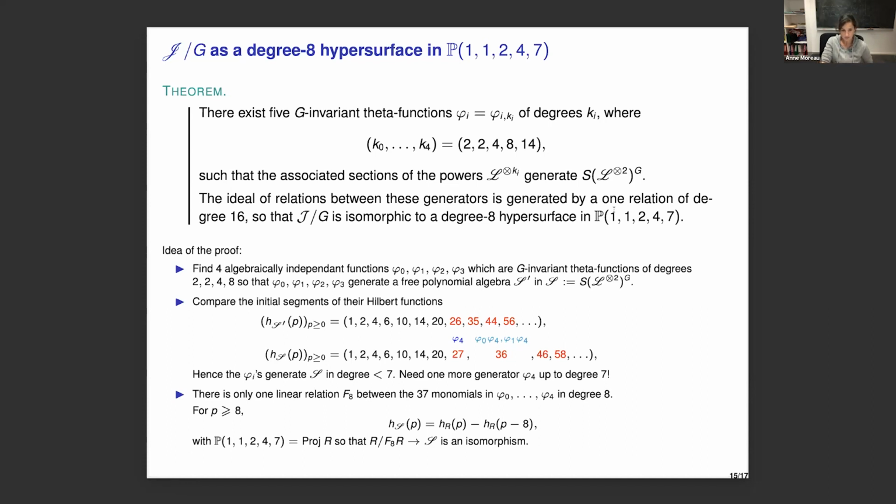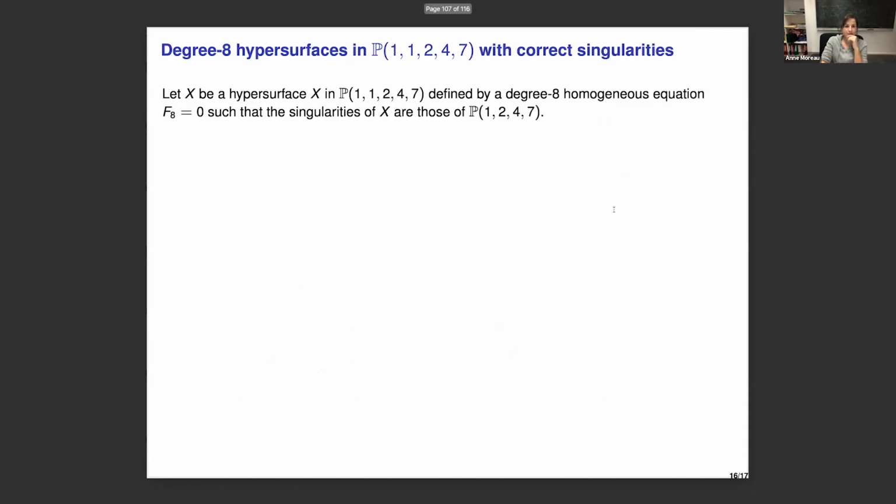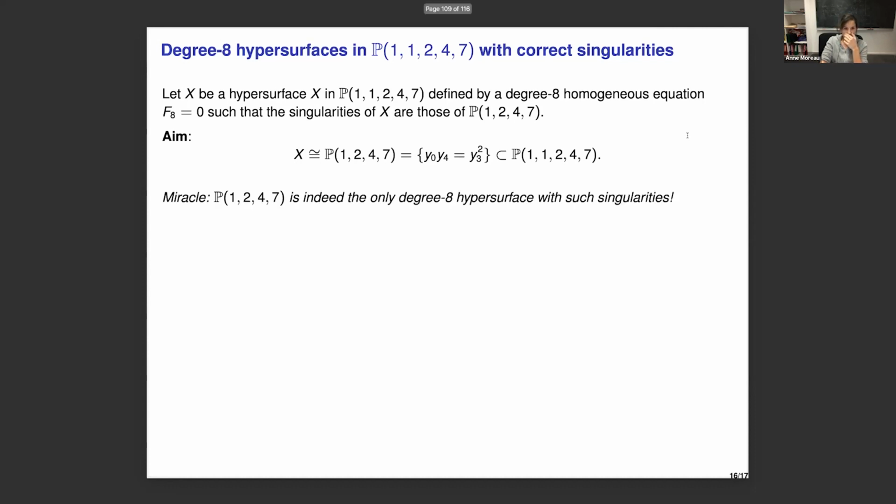All right, so the last part is we study degree 8 hypersurfaces with the correct singularities. So let's consider any arbitrary hypersurface with the correct singularities, that is to say the same as P(1,2,4,7). And the aim is to show that it is isomorphic to the right one. So the miracle is that there is indeed, up to analytic equivalence, only one.